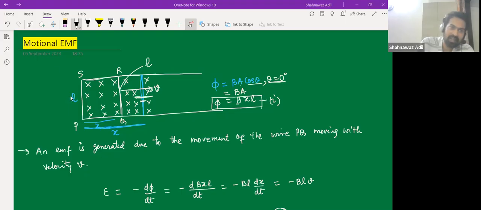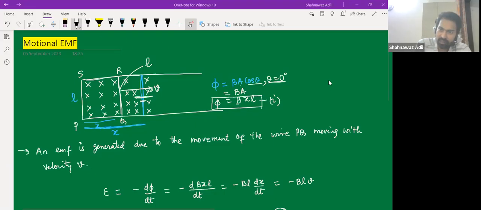So we just started motional EMF. We are studying this motional EMF, which says that whenever in a circuit you move the wire with some velocity, there will be some induced EMF. That EMF is due to the motion of that wire, which is why it is called motional EMF. Now we were calculating the polarity of the motional EMF.